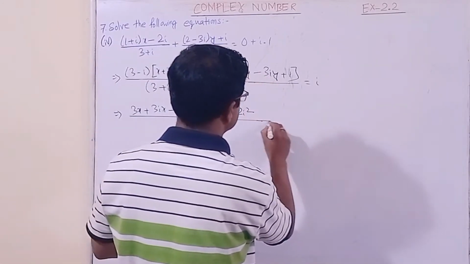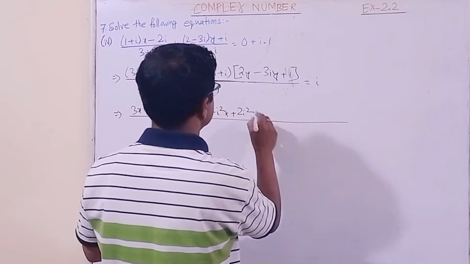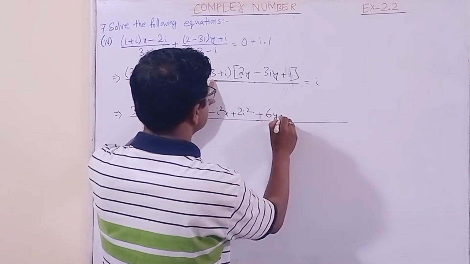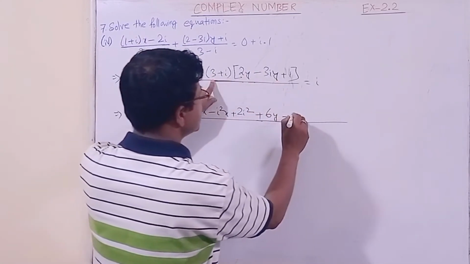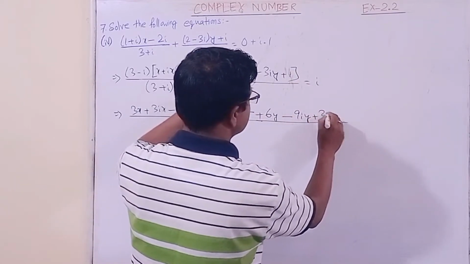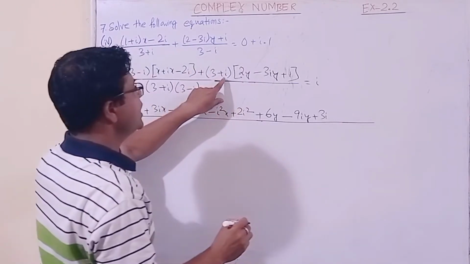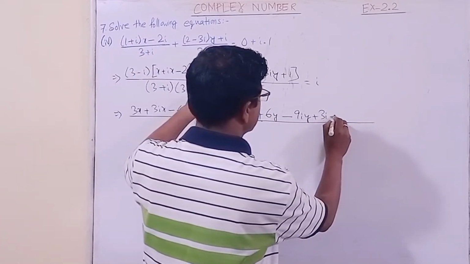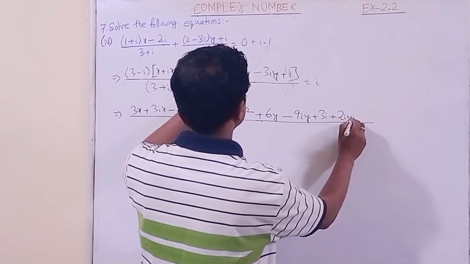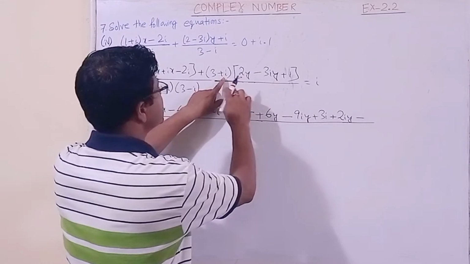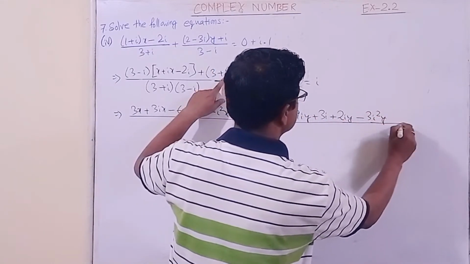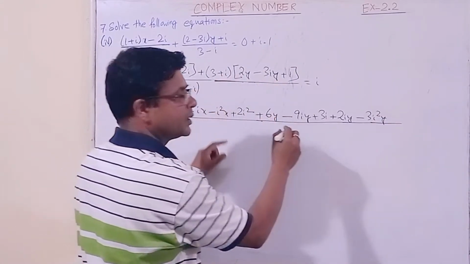Then here, we will multiply 3 into 2, 6y, minus 3 into 3iy, 9iy, then 3i. Then we multiply by i, so 2iy plus minus 3i square y, then plus i into plus i square.